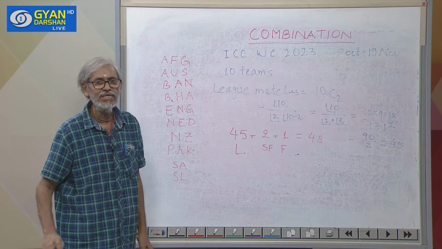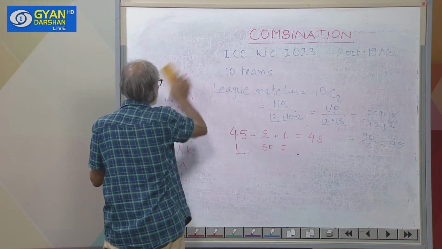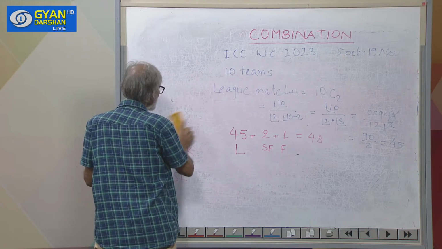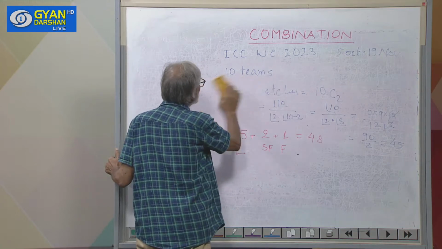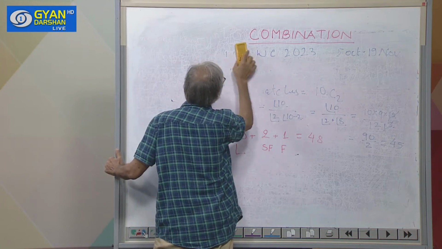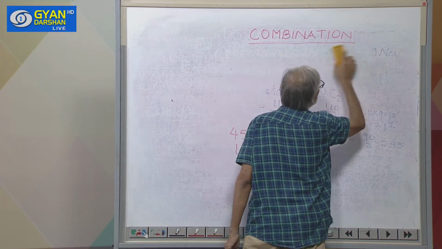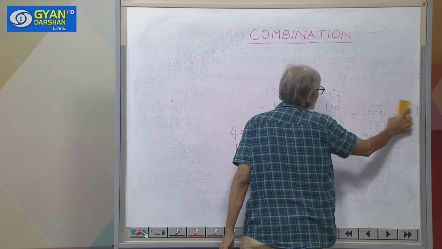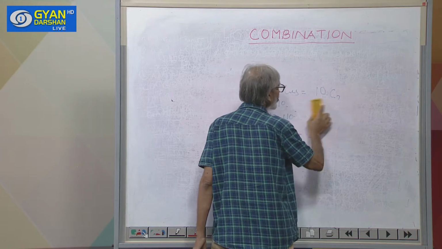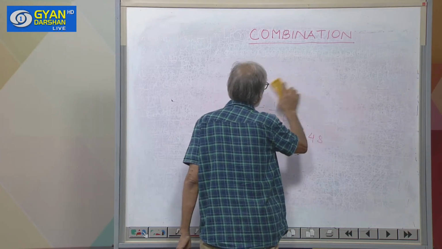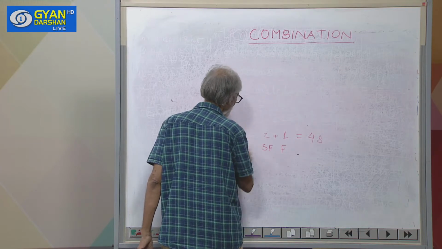So, friends, it is clear to you that permutation is done when order is important. If r things are to be selected out of n distinct things, then if order is important, we use permutation, and if order is not important, only grouping is to be done, then combination is done, and we have already seen the formula for combination.